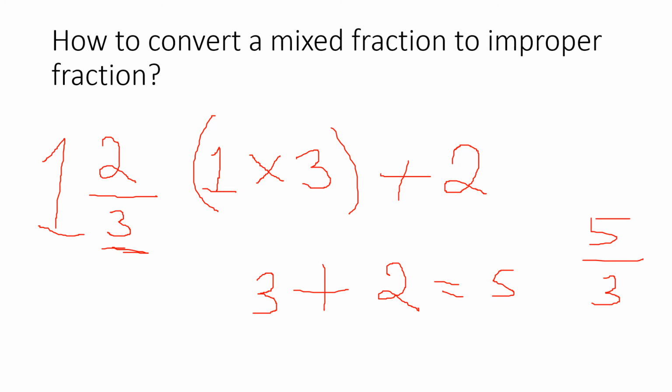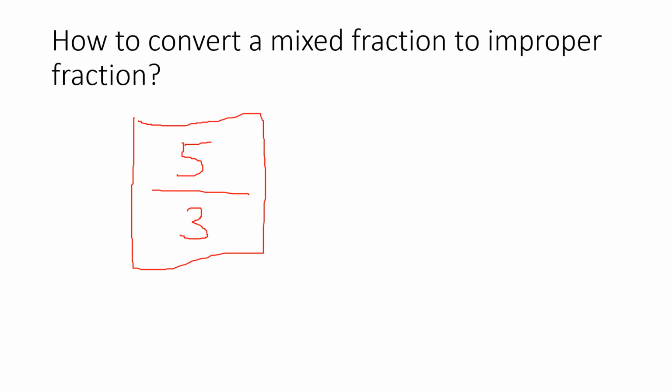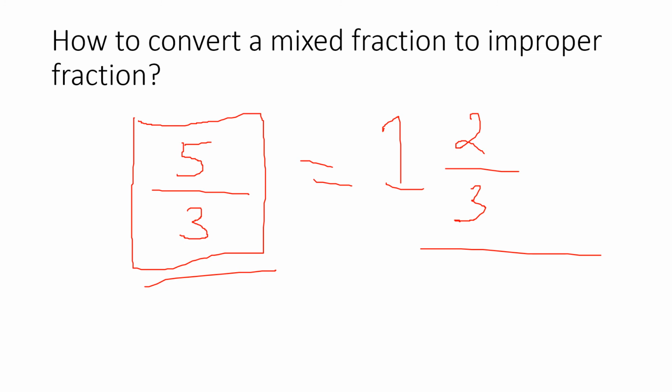Now let us see what will be the answer. It will be 5 by 3. This is equal to the mixed fraction 1, 2 by 3. This is very simple. And also, did you see that we got the same mixed fraction and the same improper fraction? This means that this is a method that we always use to convert a mixed fraction into an improper fraction and an improper fraction into a mixed fraction. Now let's move on.